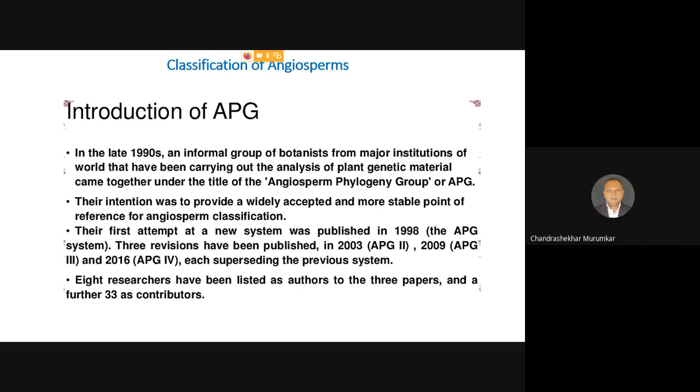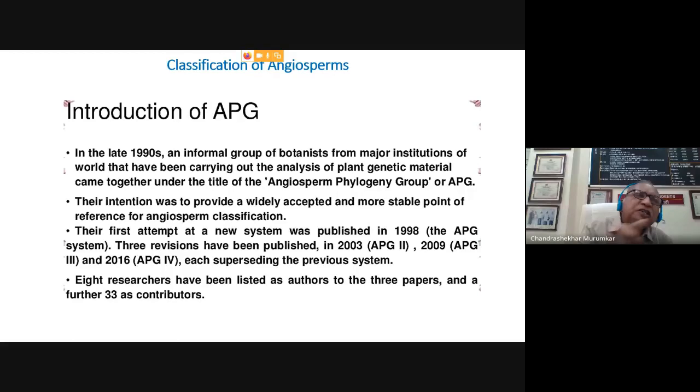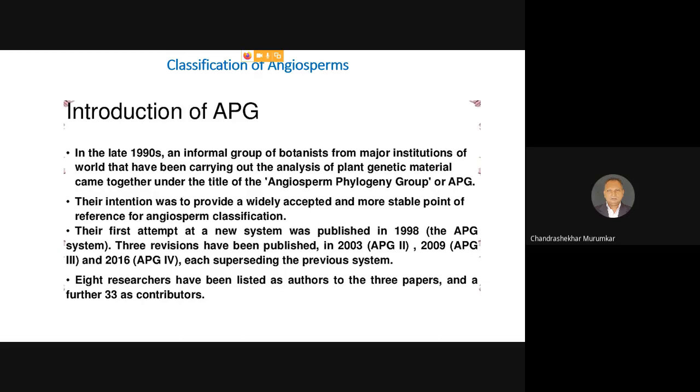Their first attempt at a new system was published in 1998, and this they called the APG system. This was very fundamental and basic. Here, what they had done is that they identified the core families, and they identified the families which are the groups having uncertain origin, uncertain ancestry. So all the families were classified into bracketed families or unbracketed families.